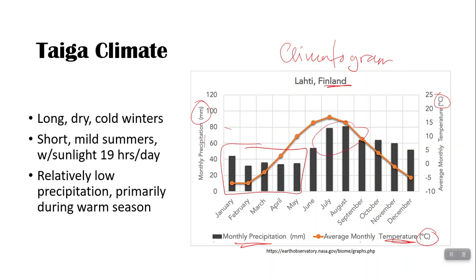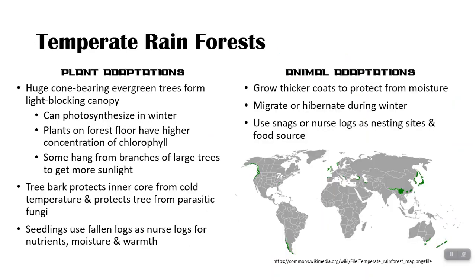You'll also want to pay attention to the axes on this, because some places might look like they have higher precipitation, but they don't reach as high a number. So notice the maximum amount of precipitation we get in the taiga is about 80 millimeters, and this is per month. All right, moving on to the next biome, temperate rainforests.